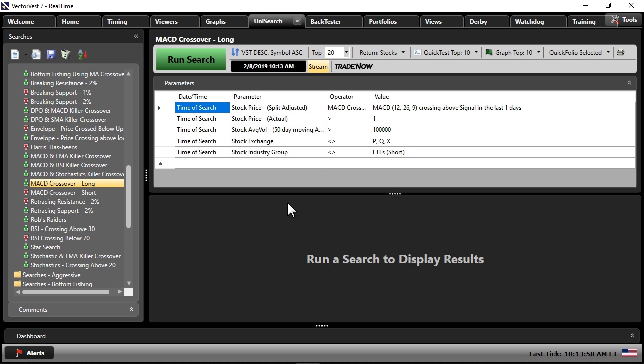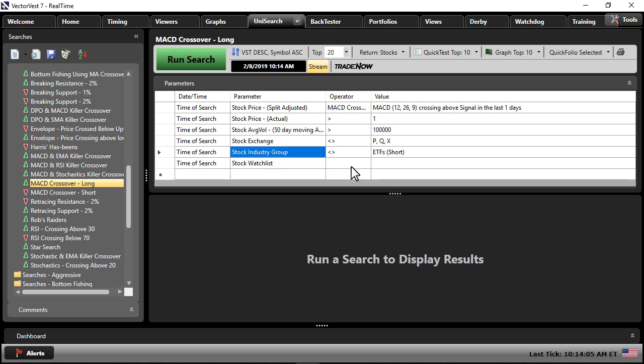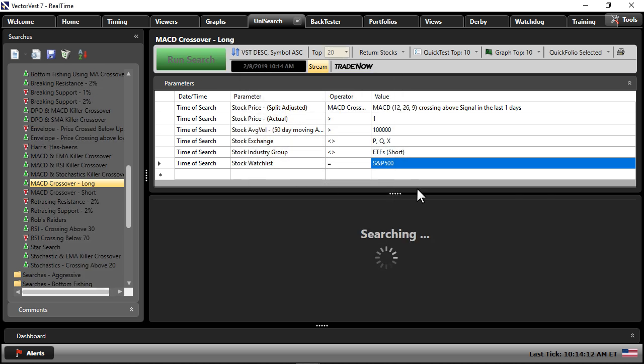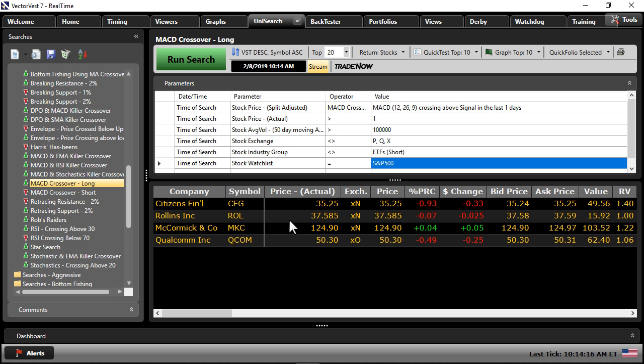We just looked at stocks in the S&P 500, right? So I want to add one line here that's going to filter by a watch list, and that watch list is going to equal the S&P 500. And watch this. If I run that search, let's see how many stocks it finds. Only 4. So we could have gone through 500 stocks one by one, and at the end of that process only find 4 stocks whose MACD just crossed into positive territory today.